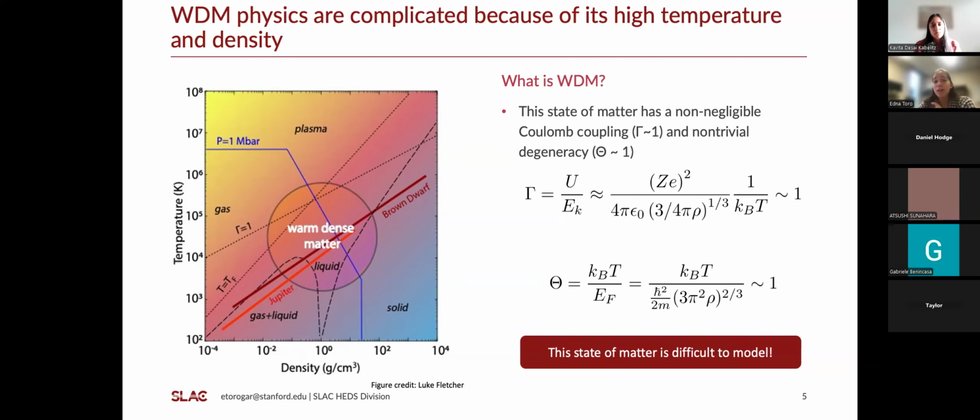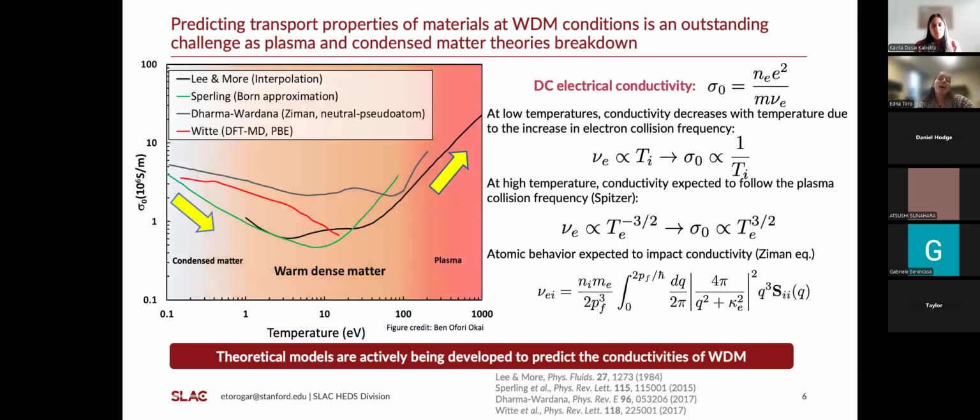So now, what actually happens when we say that we have something that is really complicated to model?